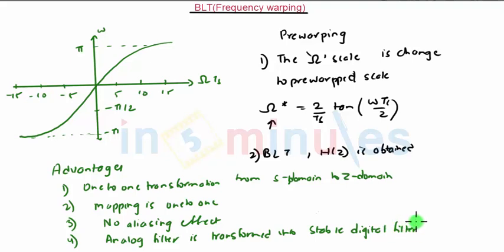So these are the advantages, and the disadvantage is the mapping is non-linear, and due to this the frequency warping effect takes place.